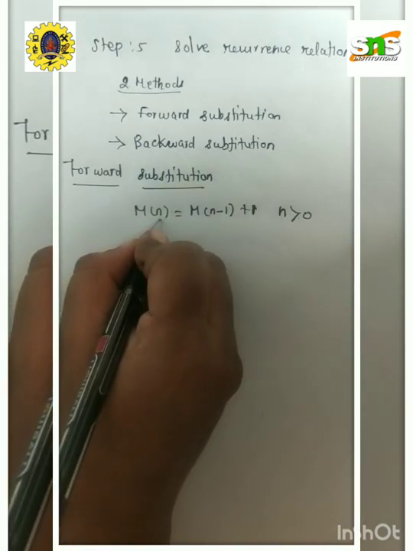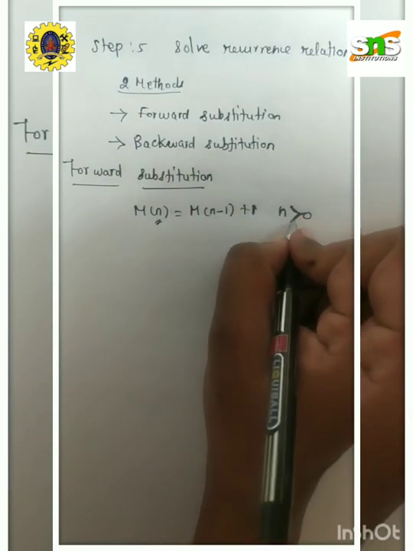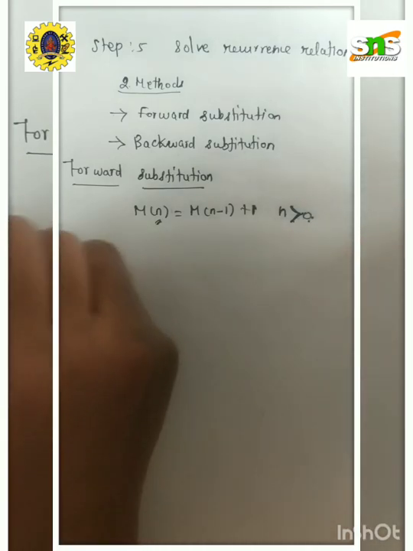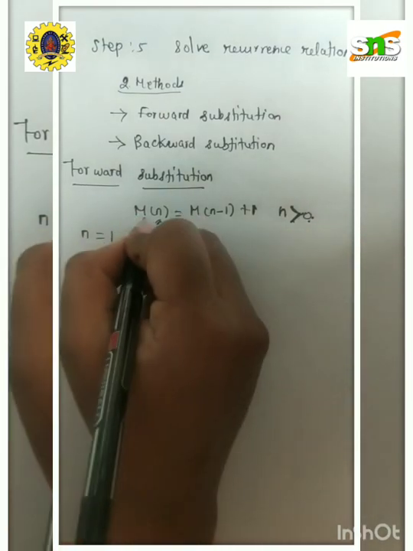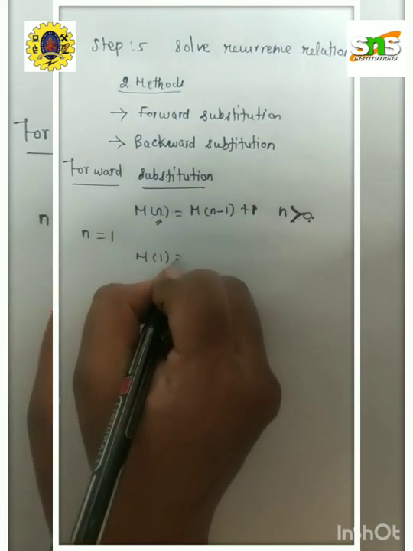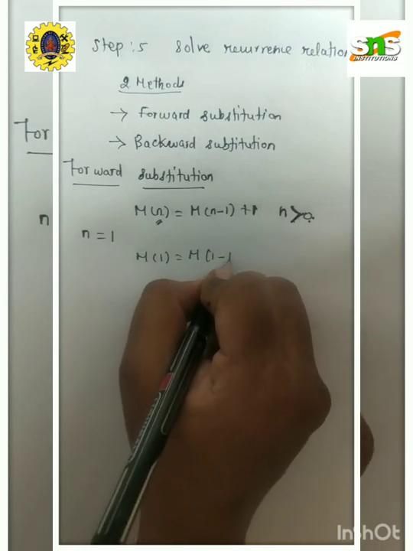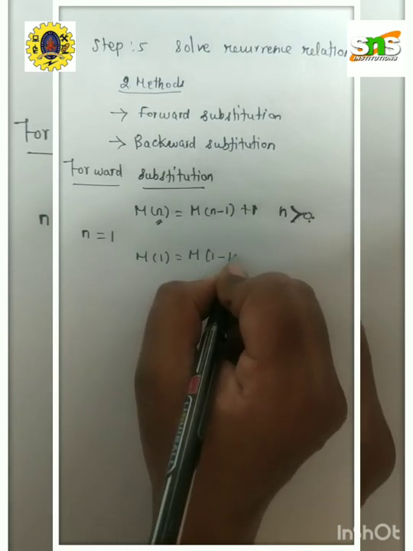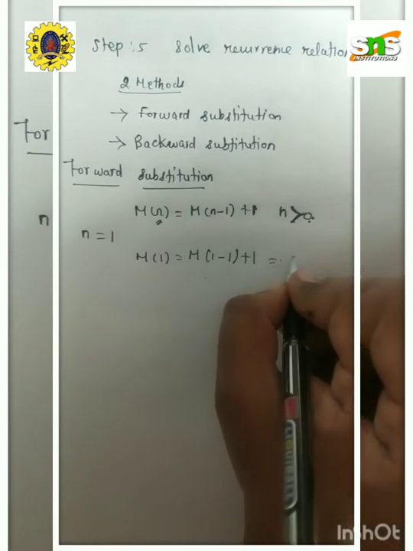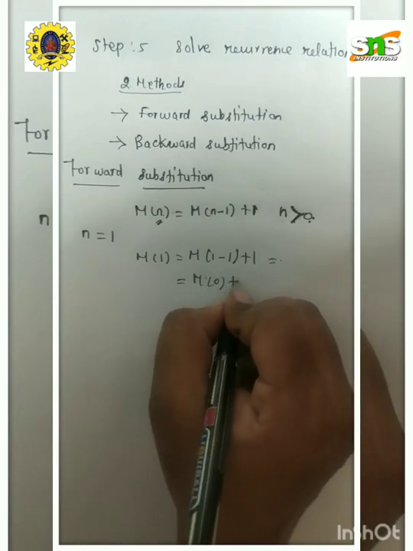So you take the n value from 1. Why are we taking the n value from 1? Because n is greater than 0, so we can't take the value 0 here. So first n is equal to 1. You substitute n equal to 1 in this equation. M of 1 equal to m of 1 minus 1 plus 1, is equal to m of 0 plus 1.